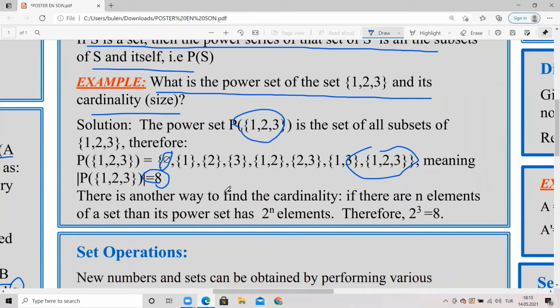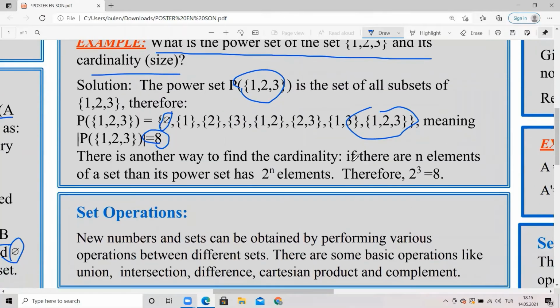However, there's another way to find the cardinality of power sets, and it's much easier than writing every single subset of the original set. It is by using this formula, which states that if there are n elements in a set, then its power set has 2 to the power of n elements. Therefore, from 2 to the power of 3, we get 8.